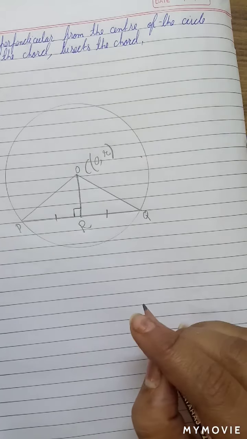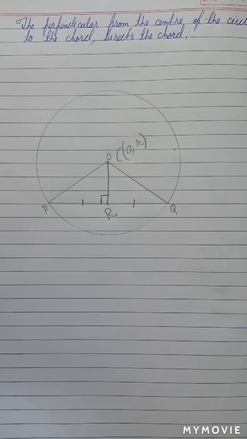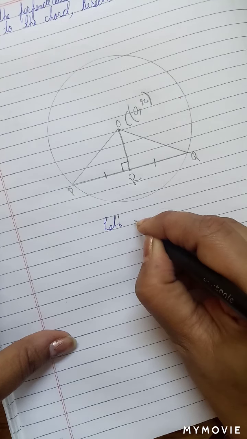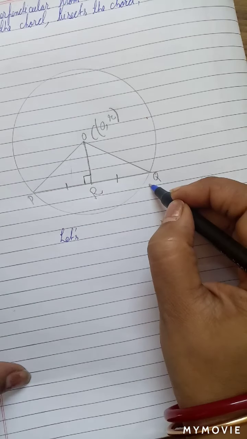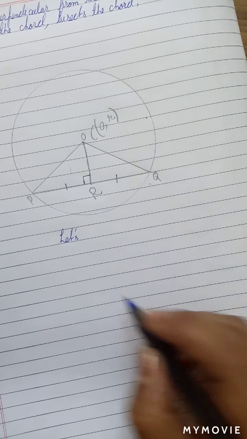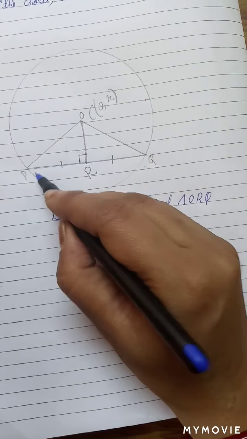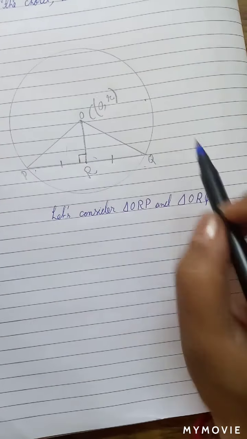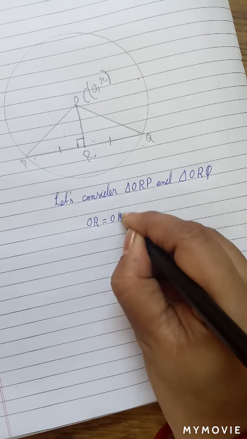Now we know the concept of congruent triangles. So let's consider triangle ORP and triangle ORQ. Here we have triangle ORP, that is this triangle, and triangle ORQ, that is this triangle. So let's begin. Now we know that this side is common. So OR is equal to OR.